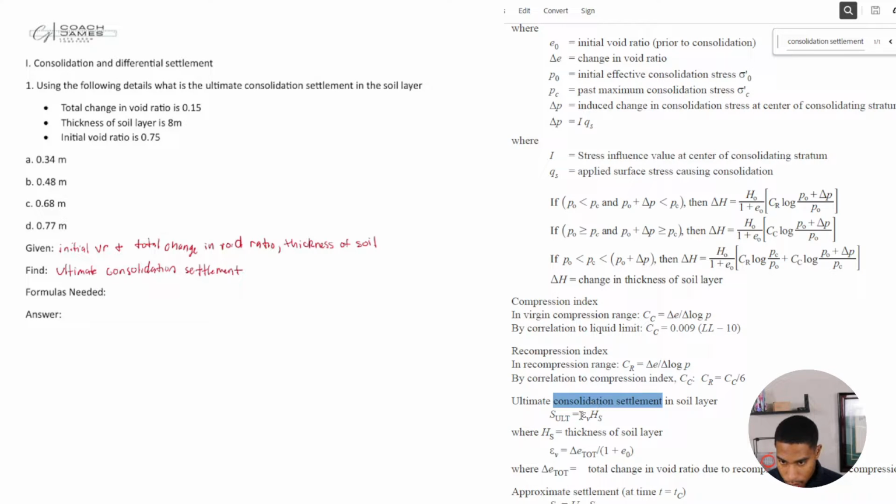So what is EV? Well, EV is equal to the change in e total over 1 plus e0, where e0 is the initial void ratio, and change in e total is the total change in void ratio. I have the total change in void ratio, which is 0.15. I know what one is, plus e0. Do I know what the initial void ratio is? Yes, 0.75. Okay, so I can get EV. Do I have HS? HS is the thickness of the soil layer. Do I have the thickness of the soil layer? Yes. Now it's just a matter of plugging and chugging.